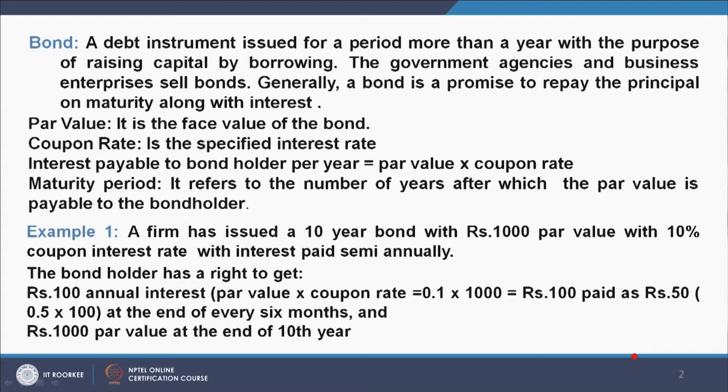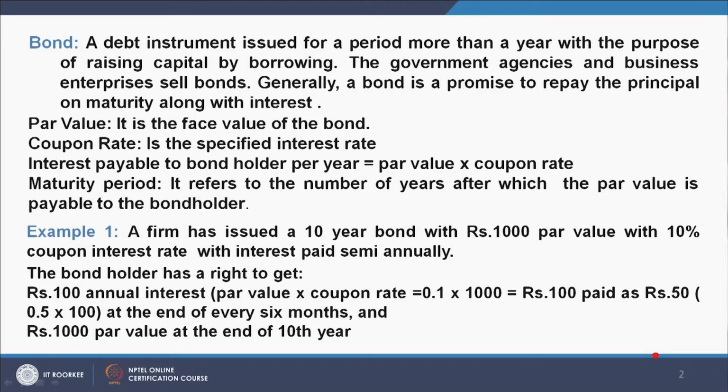Let us take an example, example 1. A firm has issued a 10-year bond with 1000 par value with 10% coupon interest rate, with interest paid semi-annually. The bondholder has a right to get rupees 100 annual interest, which comes from par value times coupon rate, which is 0.1 into 1000 equals 100, paid as rupees 50 (100 divided by 2) at the end of every 6 months, and rupees 1000 par value at the end of the 10th year.